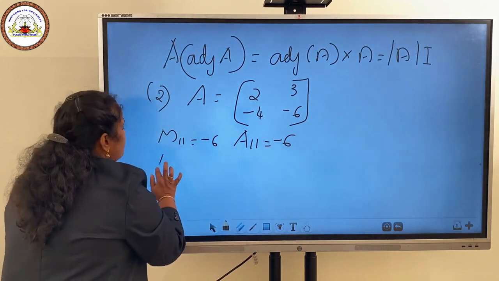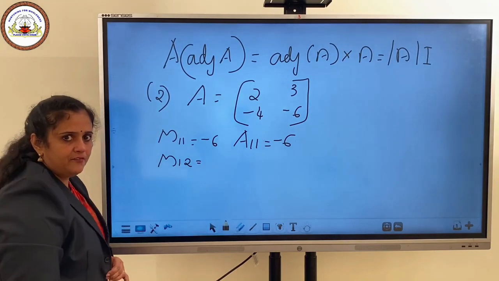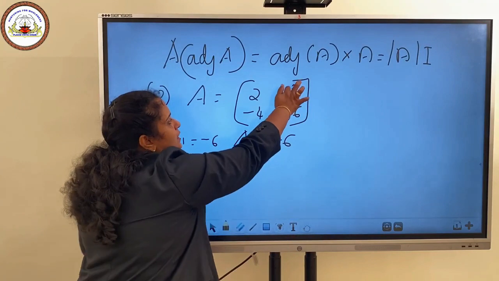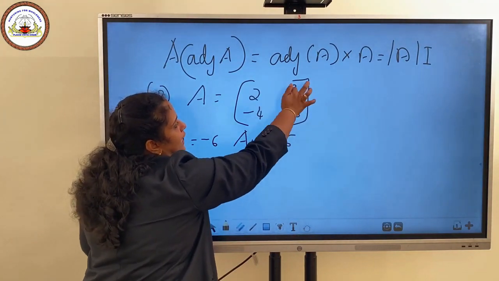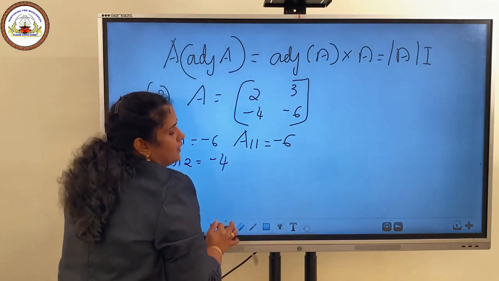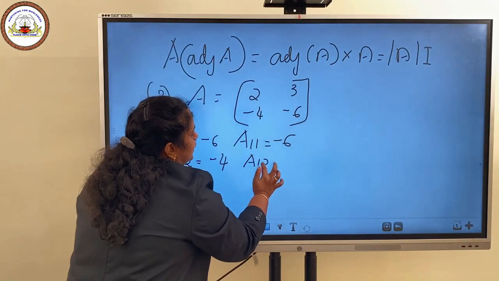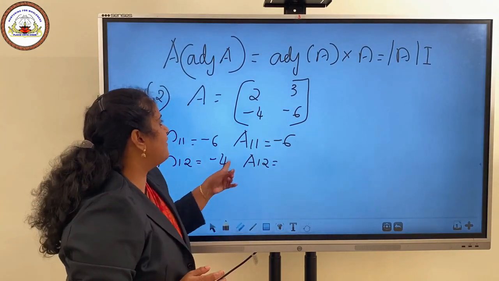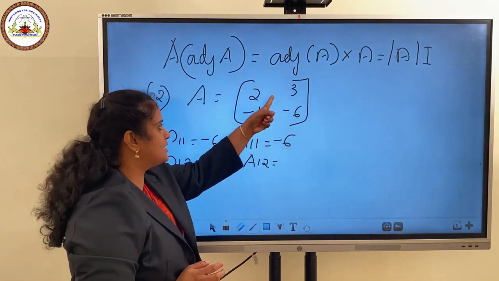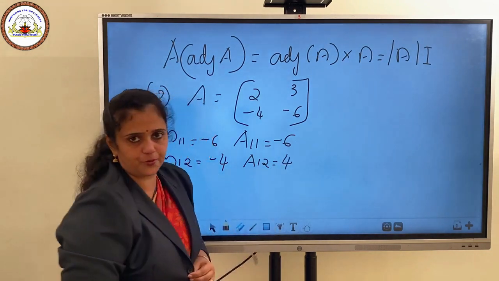Then M12, the minor of the first row, second element. Eliminating the corresponding row and column, the remaining element is minus 4. Then the cofactor A12: the second element is negative, so minus into minus 4, the answer is plus 4.